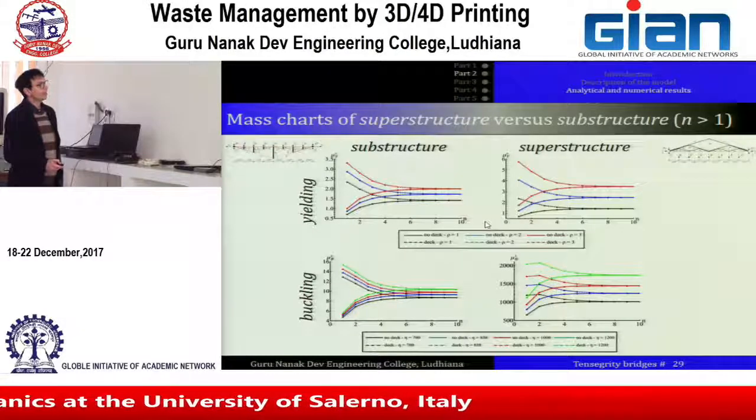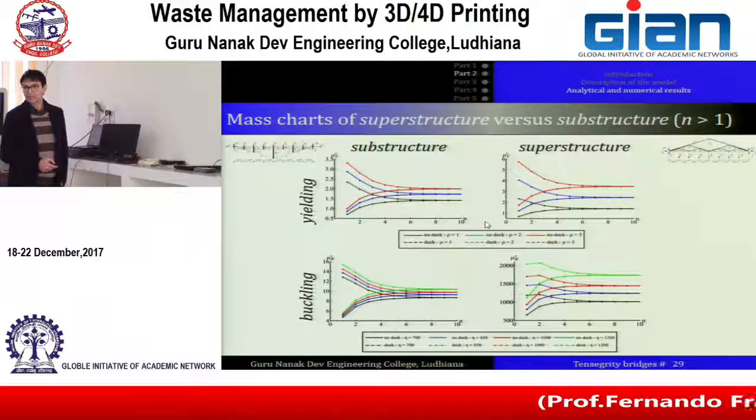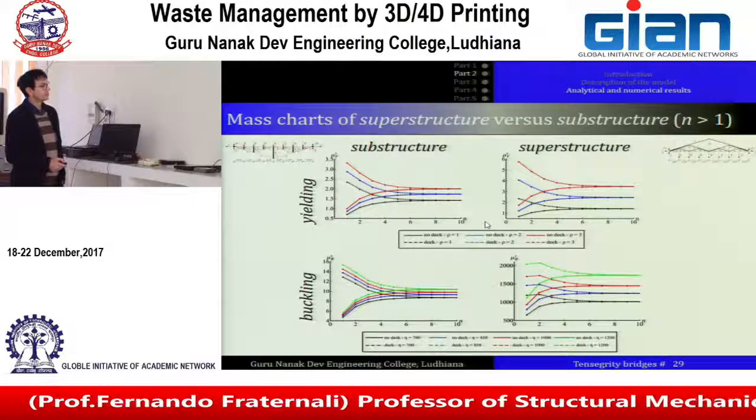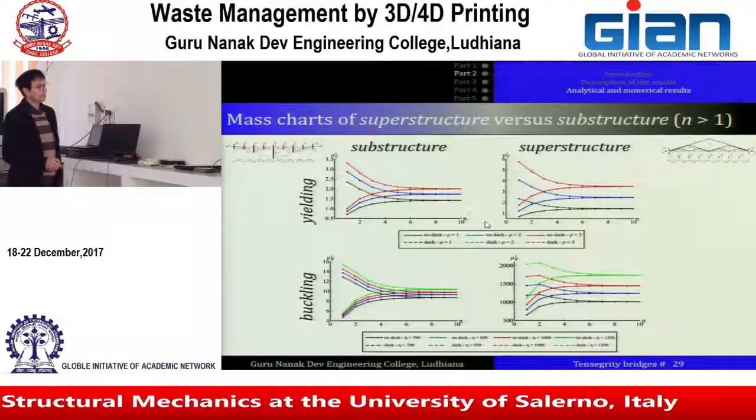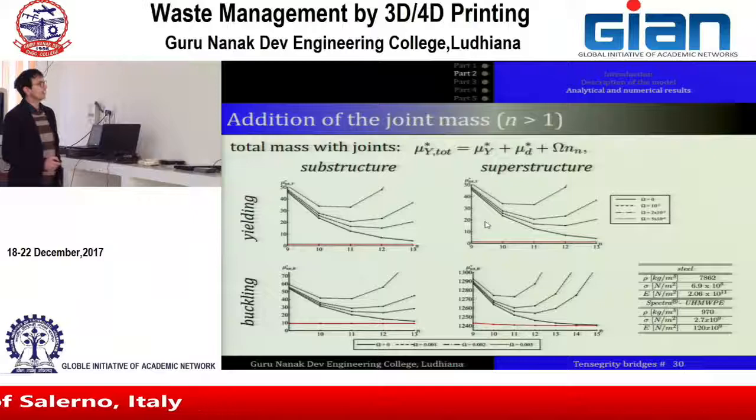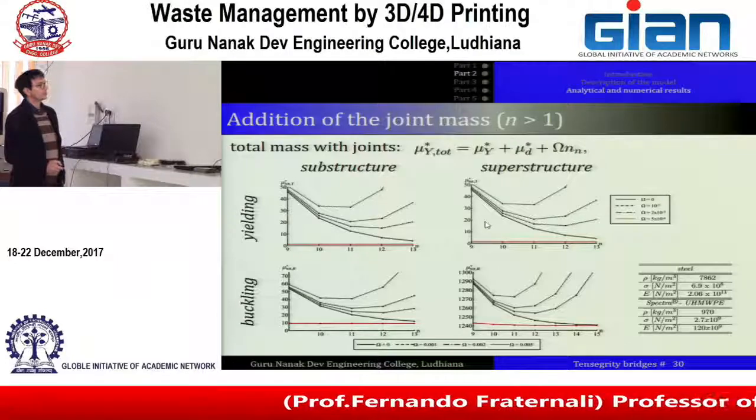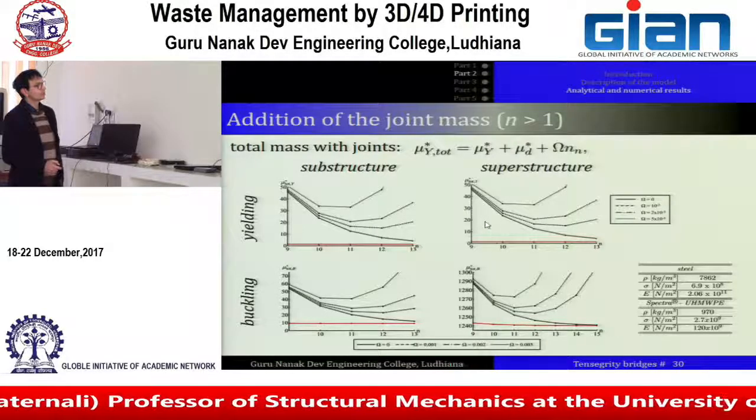So you always get a minimum for the lower values of alpha and beta. But if you add the mass of the nodes, you get a minimum at a different n. So this is the value of n that gives you the optimal.